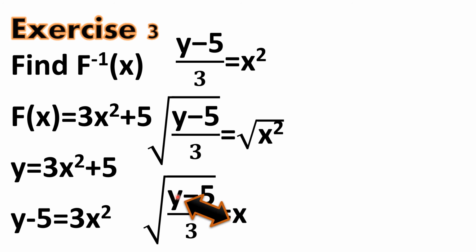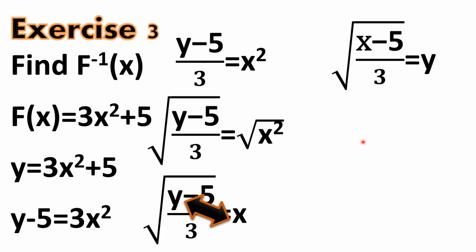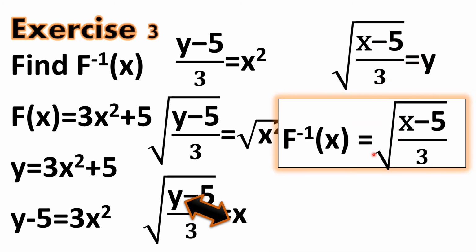The only thing left is to switch between the x and y. So y will be equal to the square root of x minus 5 over 3. So f negative 1 of x will be the square root of x minus 5 over 3.